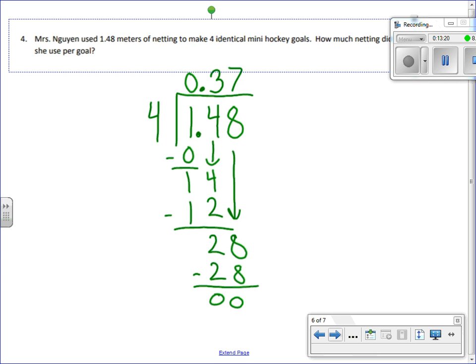So each goal uses 37 hundredths of a meter of netting.